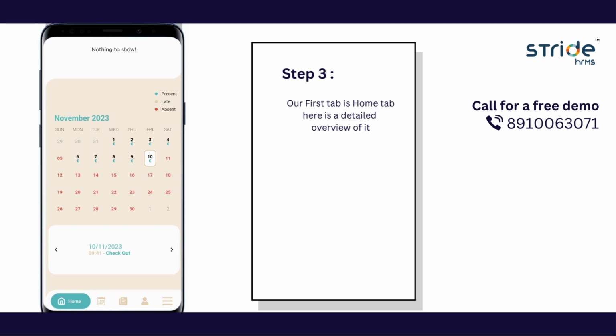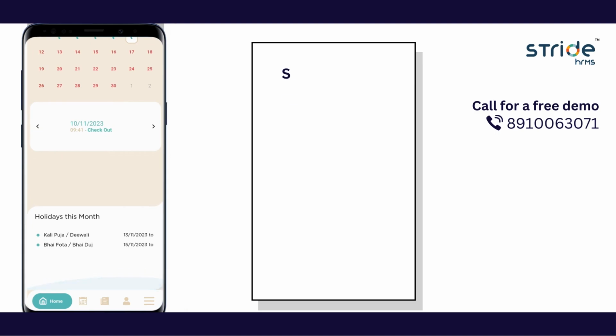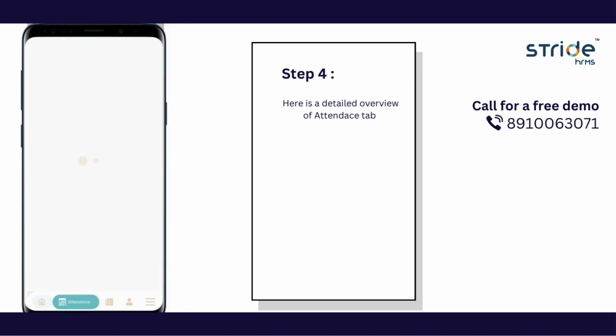You can click on any particular day, and this shows you your check-in and check-out time with its respective day. Below that, you can see the holidays for this month. Navigate to the Attendance tab for a detailed breakdown of your timesheet.